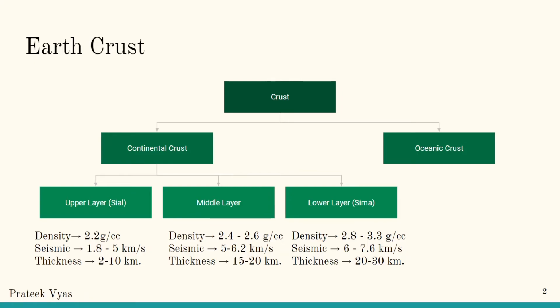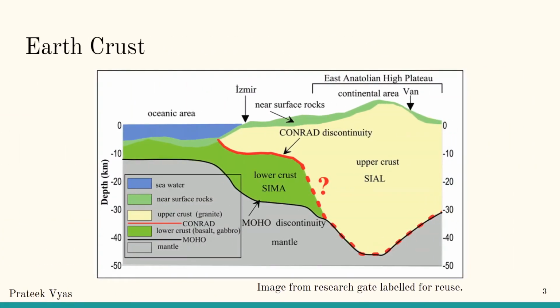Now, here is a diagram that can show what we have learned so far. As you can see, here we have the upper layer, and here we have the lower layer. Between the upper layer and lower layer, there is a discontinuity called the Conrad discontinuity, and between the lower layer and the mantle, there is another boundary, which is called the Moho discontinuity.